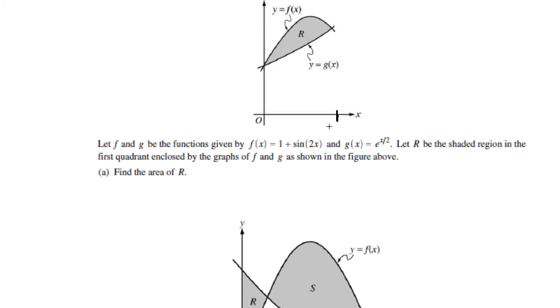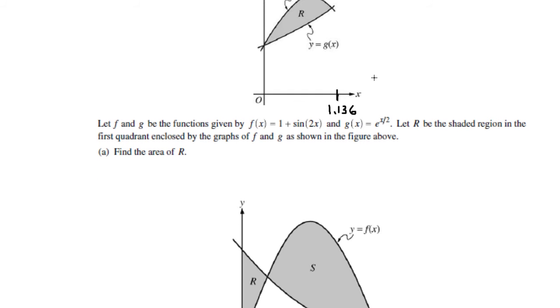So in my notes, I'm going to label 1.136. And now I set up my integral. So it goes from 0, because that's the first intersection point. It's pretty clearly at the y-intercept. So my integral is going to be between 0 and 1.136 of my f of x minus my g of x. And then all that thing dx.